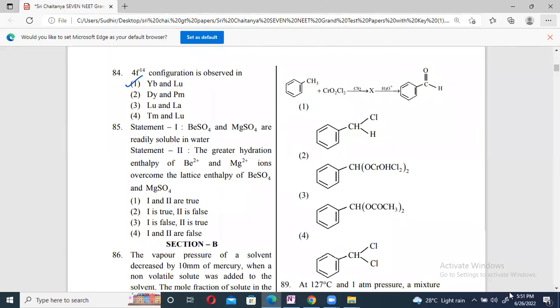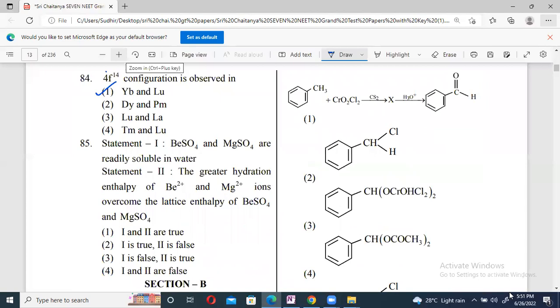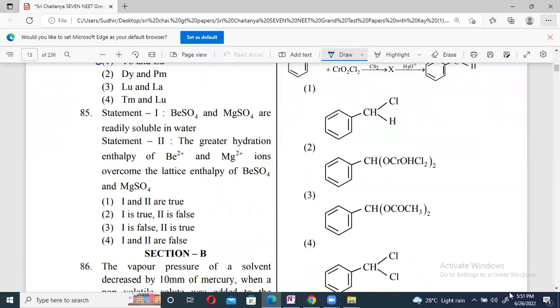85. Statements 1 and 2 are given. Beryllium sulfate and magnesium sulfate are soluble in water. Yes. Greater hydration of beryllium and magnesium overcomes the lattice energy, and because of that, they are soluble in water. Statement 2 is also correct. 1 and 2 are true.